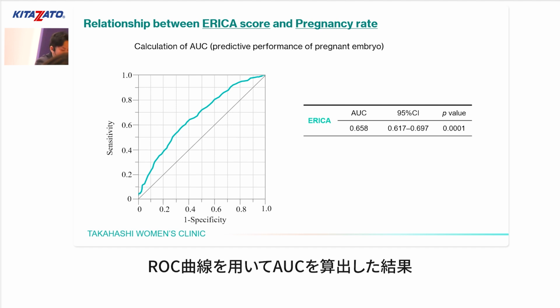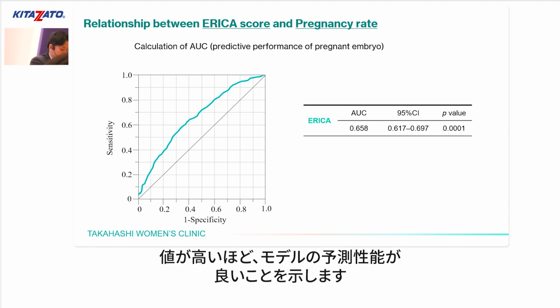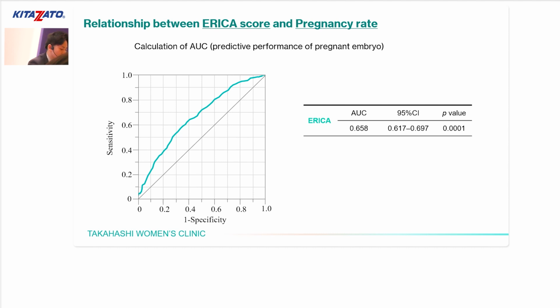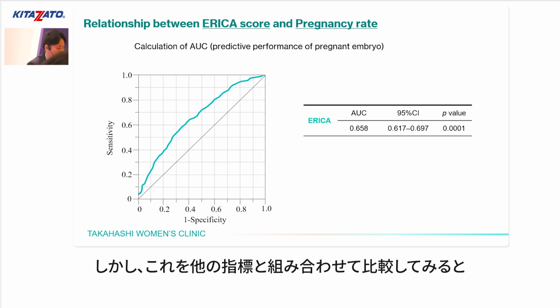We calculated the AUC by ROC analysis to measure ERICA's predictive performance. The AUC usually ranges from 0.5 to 1.0, with higher values indicating better predictive performance of the model. In our result, the AUC was 0.65, indicating that ERICA has a moderate predictive performance.